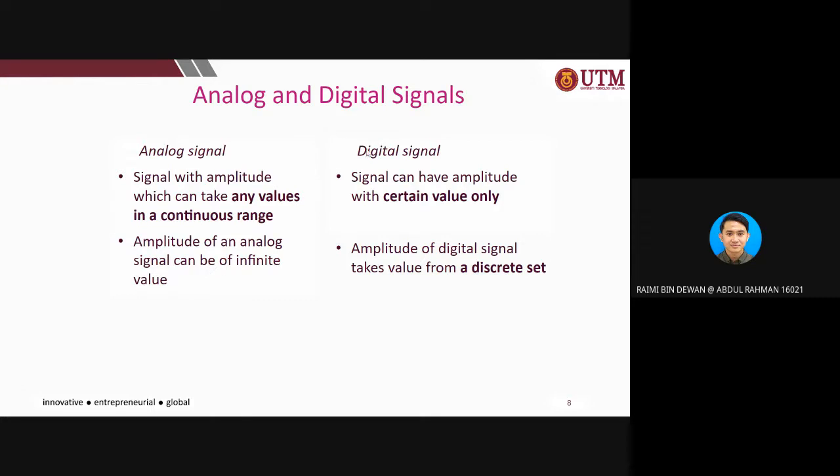In contrast, with a digital signal, which you are familiar with, we only have certain values. For example, with logic gates you only have 1 and 0, something like 1 0 1 0. The amplitude of a digital signal takes values from a discrete set. For example, 5 volt to 10 volt is represented as binary 1, and 0 to 5 is considered binary 0, and the rest is a don't-care condition.